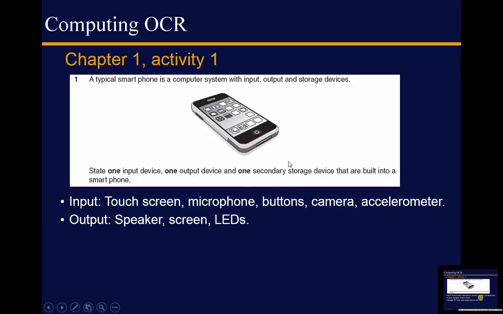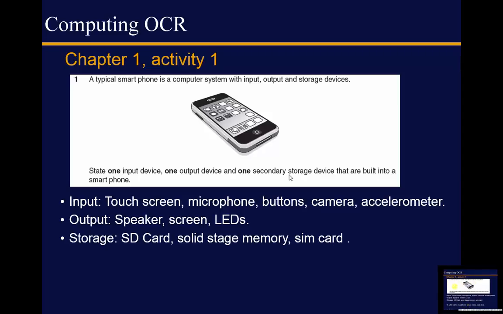And finally, the secondary storage, this is where you store things, so SIM card, where you're storing your contacts, as well as the solid state memory for storing the operating system, because think about it, phones don't have any moving parts. And then finally, SD card for storing those pictures. So any of those would give you a mark. So if you say touchscreen, LEDs, and SIM card, would give you 3 marks.